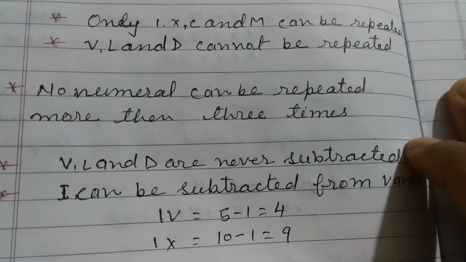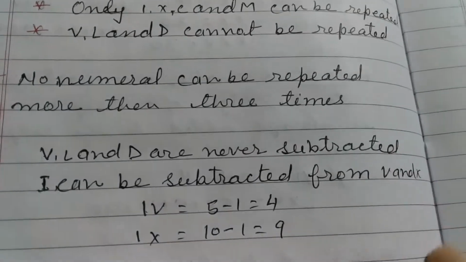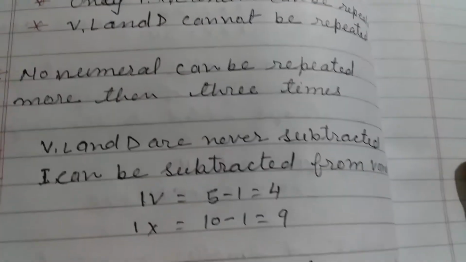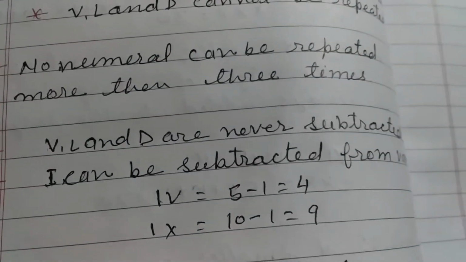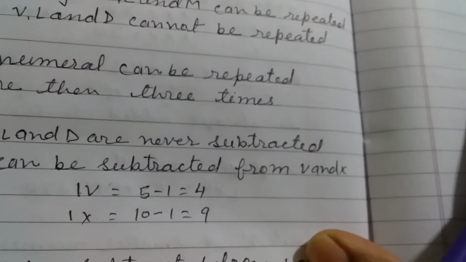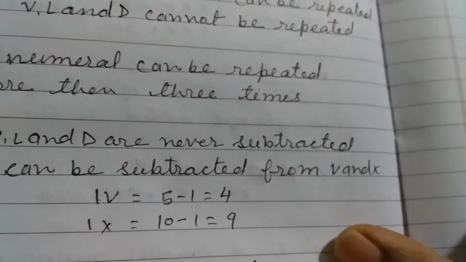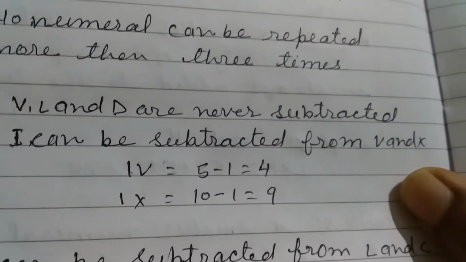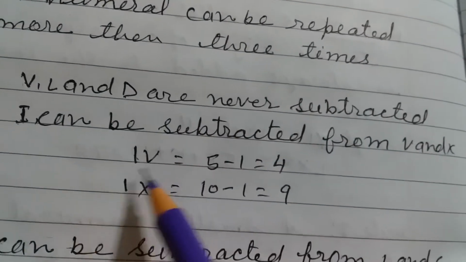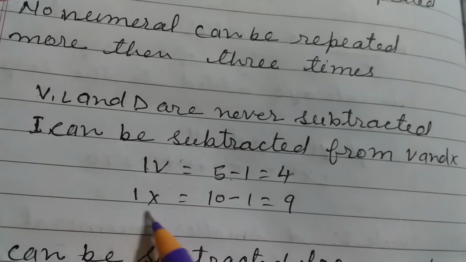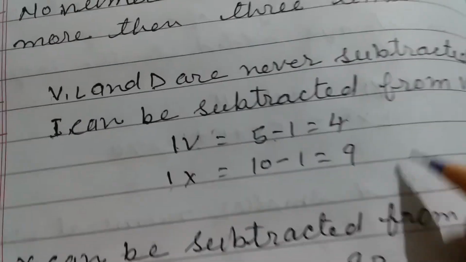Then V, L and D are never subtracted. I can be subtracted from V and X. Here, IV is the Roman numeral for 4. It means 5 minus 1, 4. And IX means 10 minus 1, 9.